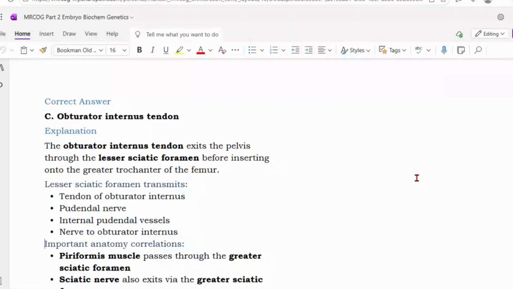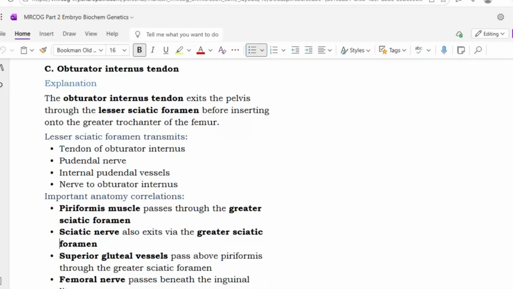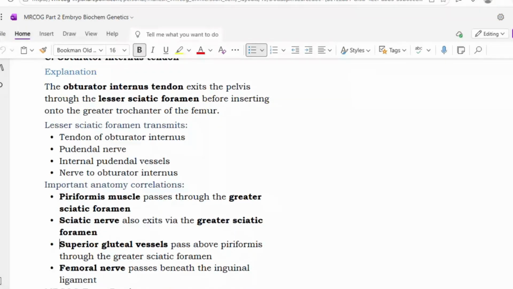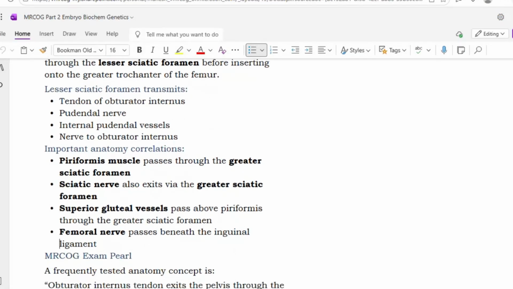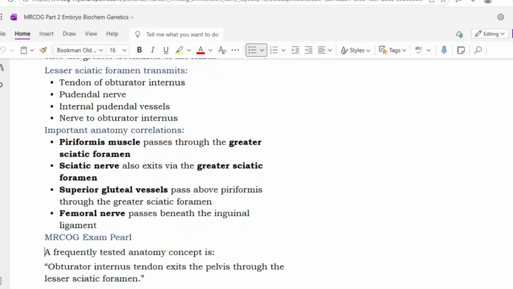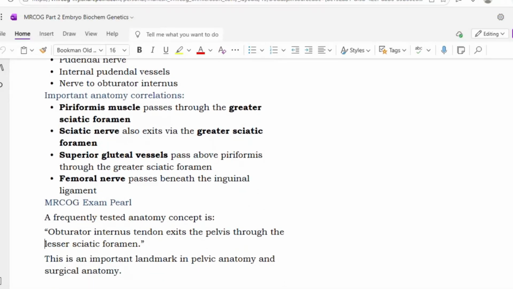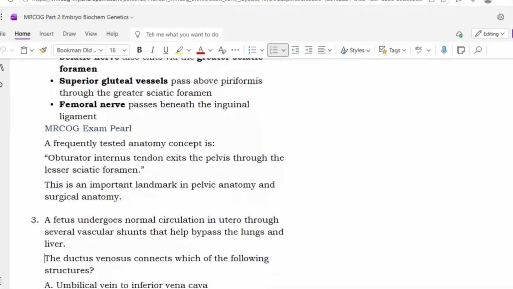Important anatomical correlations: the piriformis muscle passes through the greater sciatic foramen. Remember, piriformis muscle, greater sciatic foramen. The sciatic nerve also exits via the greater sciatic foramen. The superior gluteal vessels pass above the piriformis through the greater sciatic foramen, and the femoral nerve passes beneath the inguinal ligament. These are important relations you are supposed to know. The obturator internus tendon exits the pelvis through the lesser sciatic foramen. This is an important landmark in pelvic and surgical anatomy.